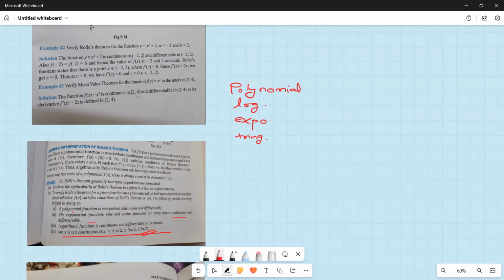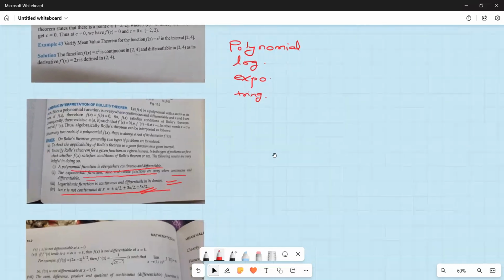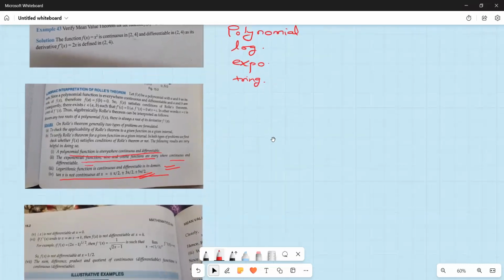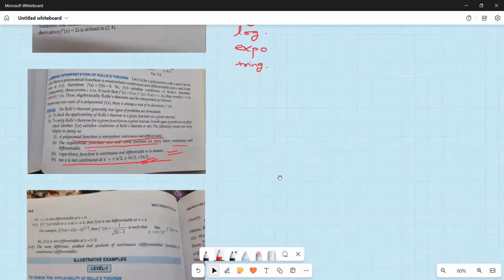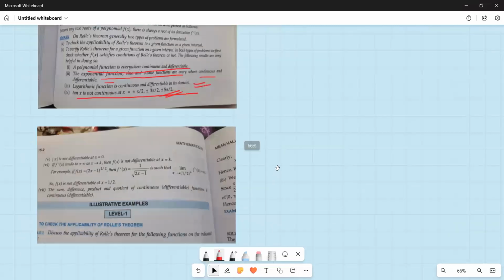See here, the polynomial function is everywhere continuous and differentiable. Just check the difference between a polynomial and an algebraic expression. The exponential function, sine function and cosine function are everywhere differentiable and continuous. The logarithmic function is continuous and differentiable in its domain, where x is greater than 0. And tan x is not continuous, that is given. Then mod x is not differentiable.